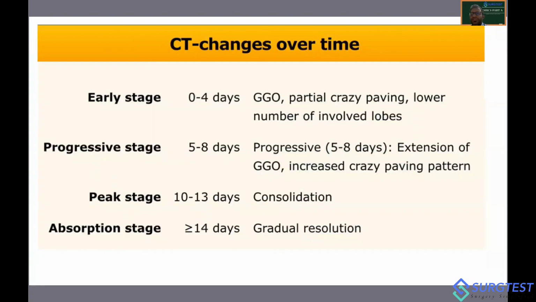So CT changes over time. At the early stages, you will see ground glass opacities and a smaller number of involved lobes. Progressively, the extension of ground glass opacities increases, and in the end stages, you will see consolidation. And after 14 days, when the infection is resolving, you will see that the findings resolve.